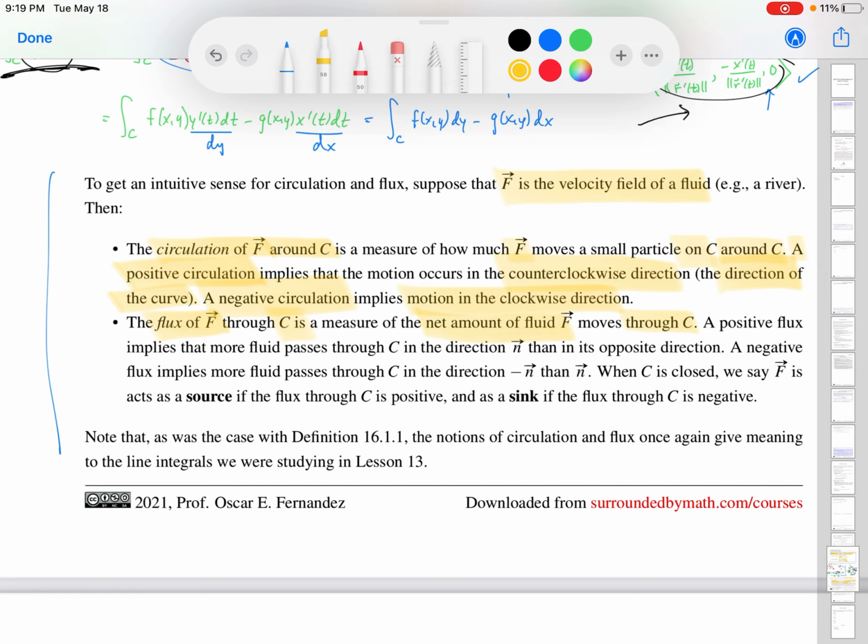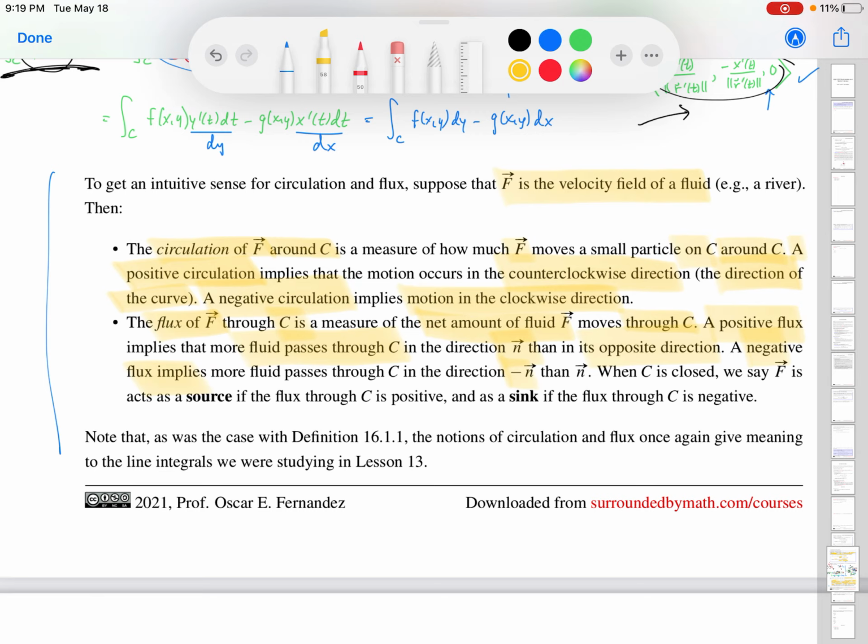At some points, fluid will be passing faster than others. So, if you only think about the fluid passing orthogonal to C, then you really are calculating the flux. And as you add up all those contributions of outflux with influx, you get the net flux, which is the flux that we define in this definition. So a positive flux implies that more fluid passes through C in the normal direction than in its opposite direction. A negative flux implies more fluid passes through C in the opposite direction. In other words, more fluid goes into the curve C.